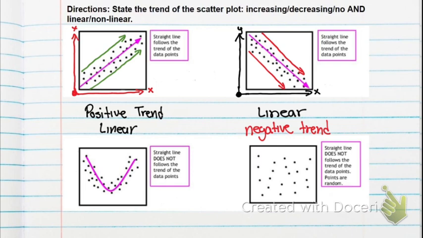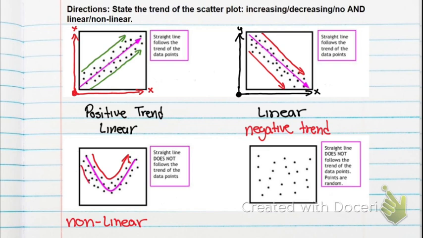Okay, so if we look at this, we see the line that they drew for us in the middle, it turns. So this will be considered a nonlinear trend. Now let's determine whether it's increasing, decreasing, or no trend at all. If we follow the outline of the data that they gave us, we'll notice that from the left going to the right, it was going up.